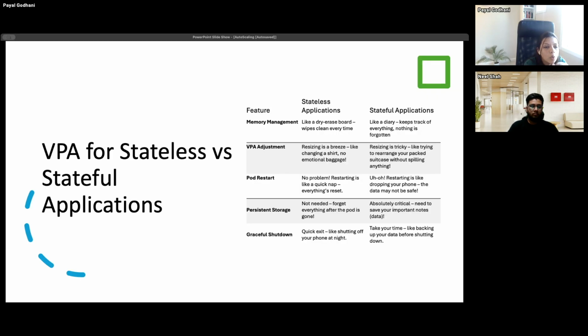So then how do you use VPA for stateless versus stateful? The memory management of it. For example, say it's a stateless application.